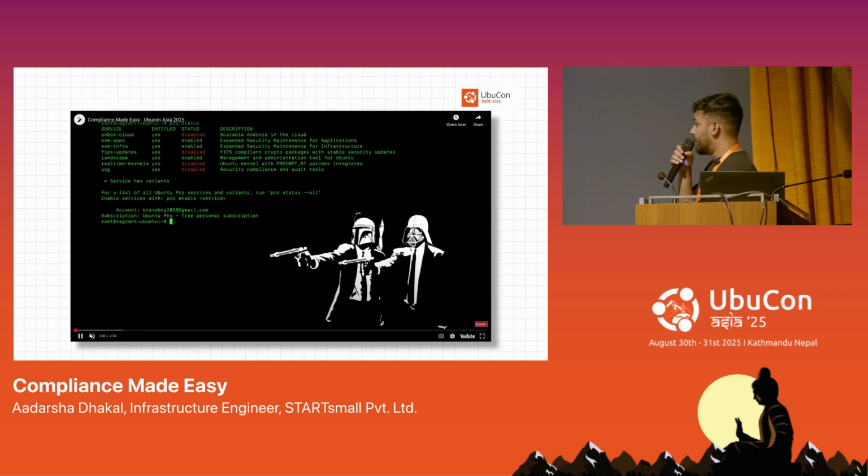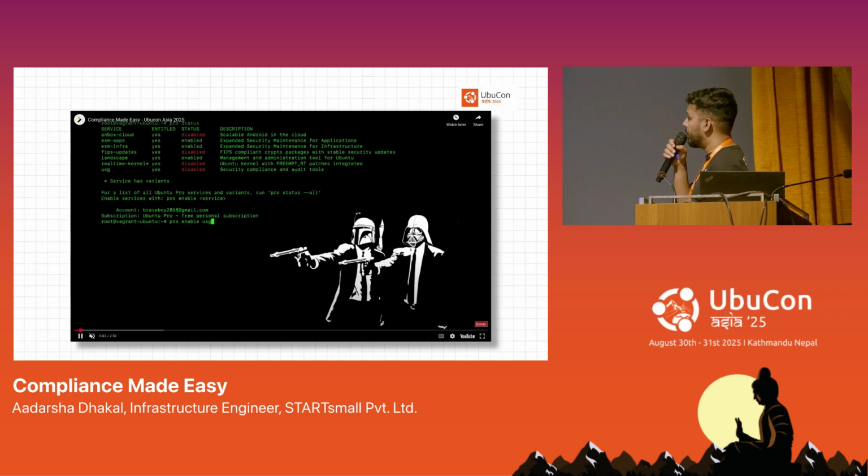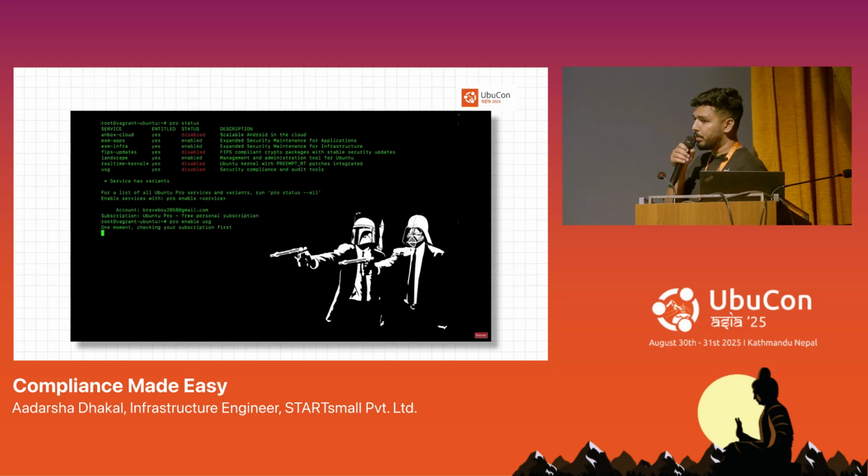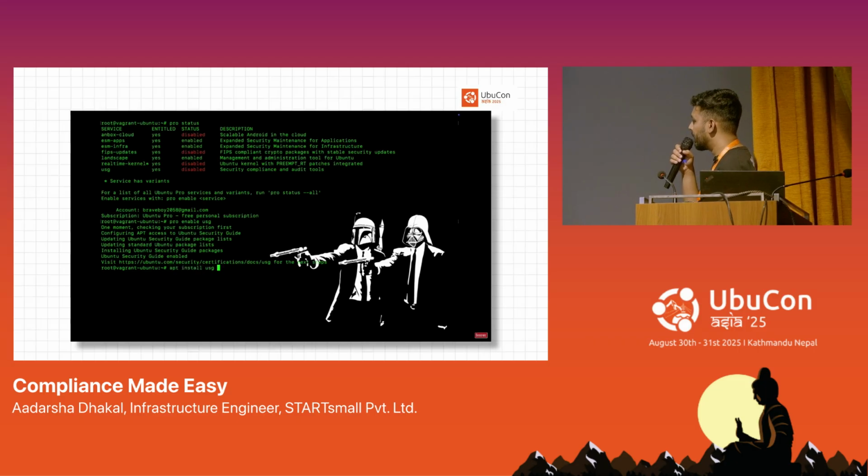So this is a demo video. As you can see here, my Ubuntu VM already has Ubuntu Pro subscription attached. Then I am enabling the USG tool in my Ubuntu VM. This will take a couple of minutes. It will do all the tasks that are required to enable USG in your system. It is installing USG packages. Okay, now let's check if the USG tool is installed in my VM. As you can see, it's already installed.